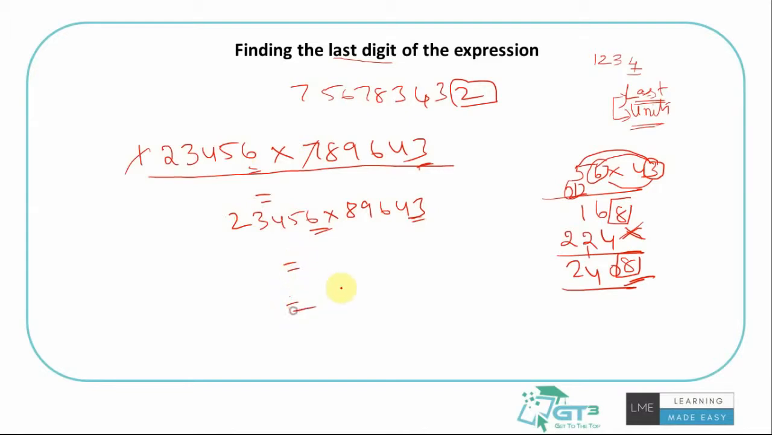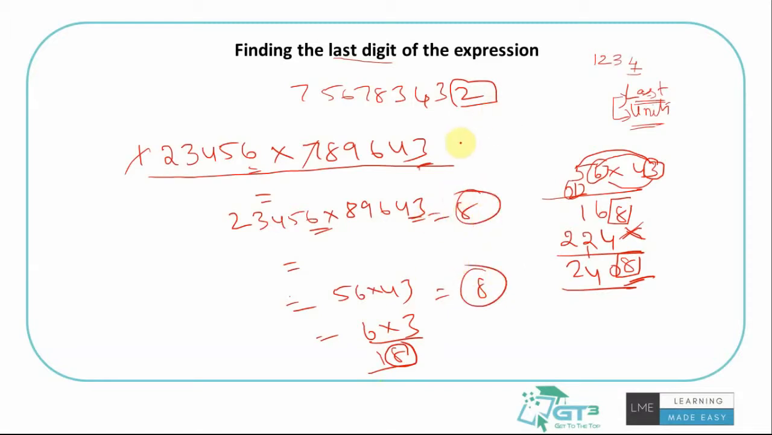If I keep doing it, 56 into 43 is the same as finding the last digit of 6 into 3, that's fundamentally 18. So the last digit is 8. So this will also have the last digit as 8, this will also have the last digit as 8, this will also have the last digit as 8.